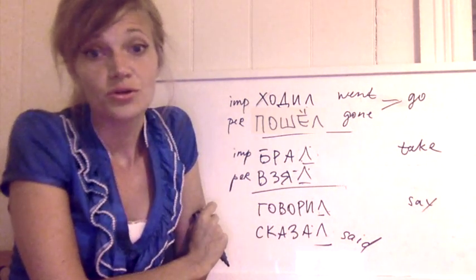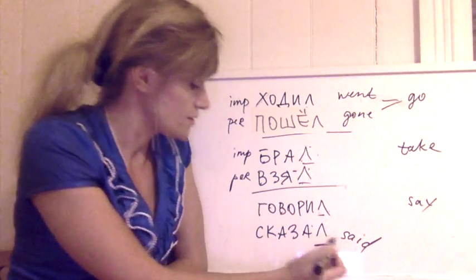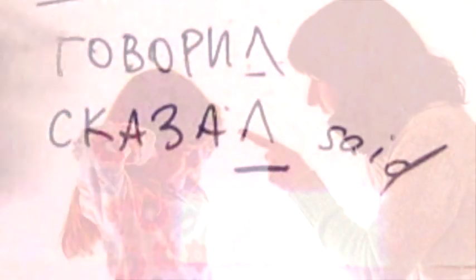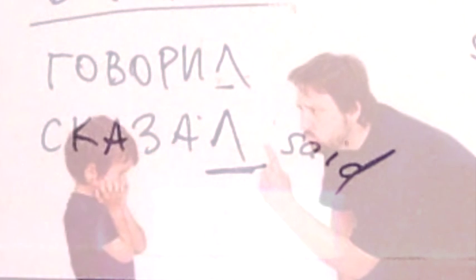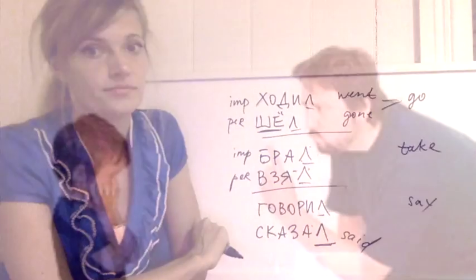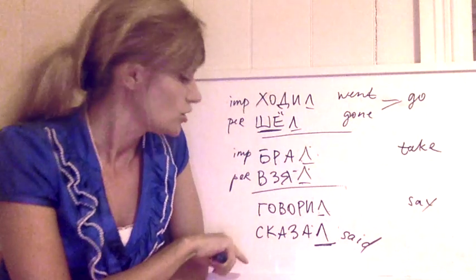You know, if you go to the shop in Russia, you're gonna hear this verb. It's always the same. Я тебе сказала, if it's a mom, I said to you, I told you. Or if it's a dad, я тебе сказал, what did I tell you? Or you can hear child crying and mom say, я сказала нет. So, yeah.